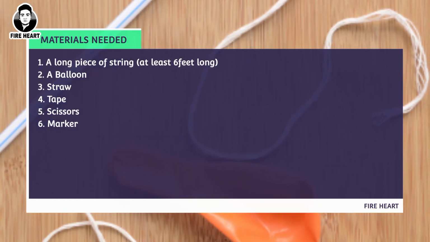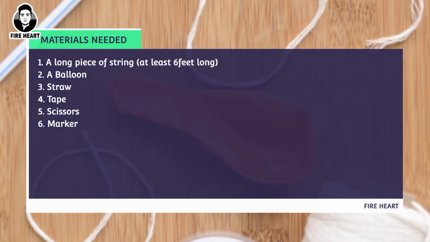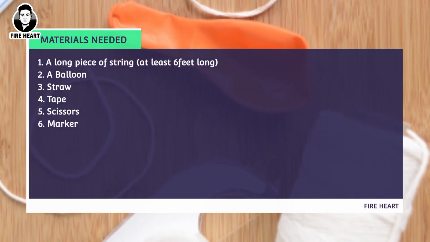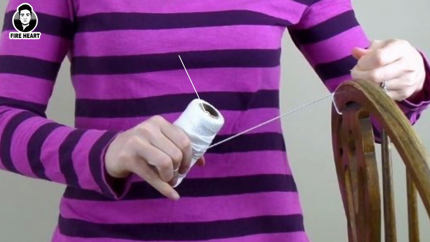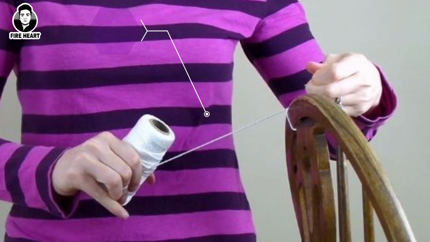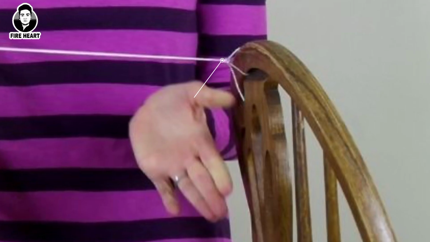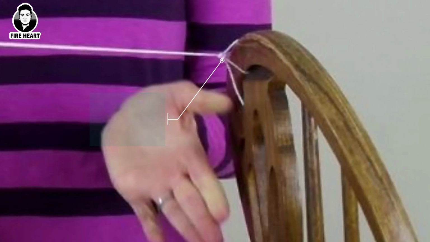Materials you will need: a long piece of string, at least 6 feet long, a balloon, a straw, tape, scissors, marker. Begin by cutting a piece of string that is at least 6 feet long. Tie one end of the string to a sturdy object.